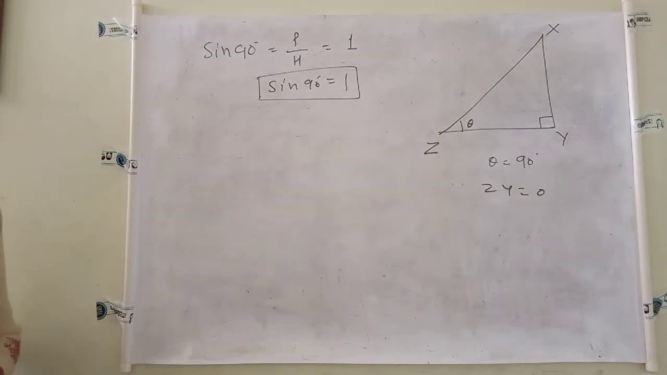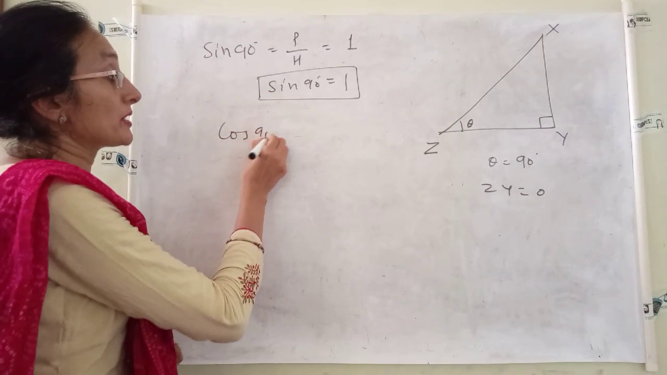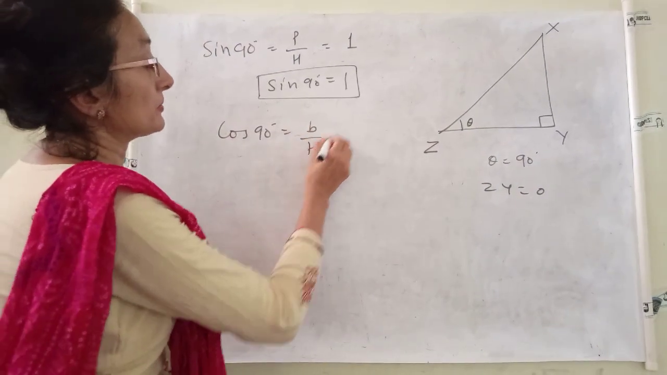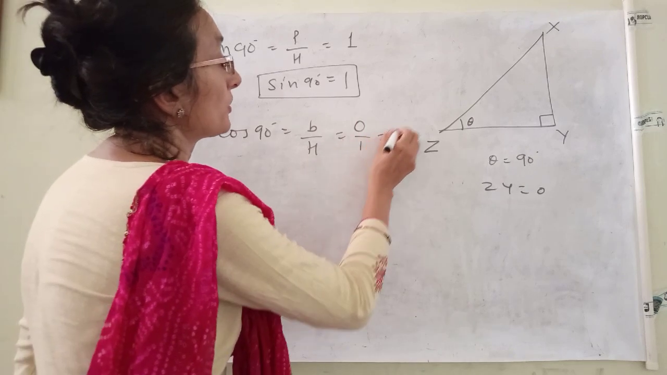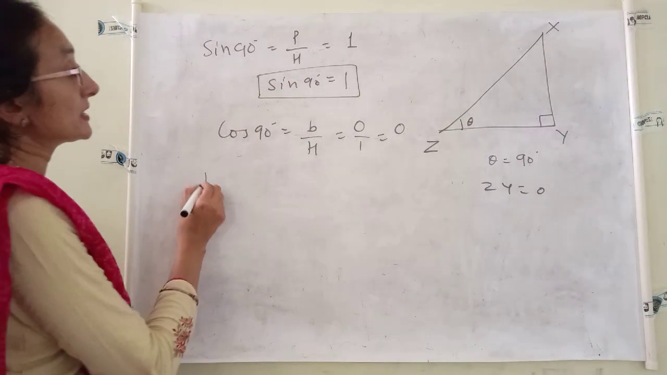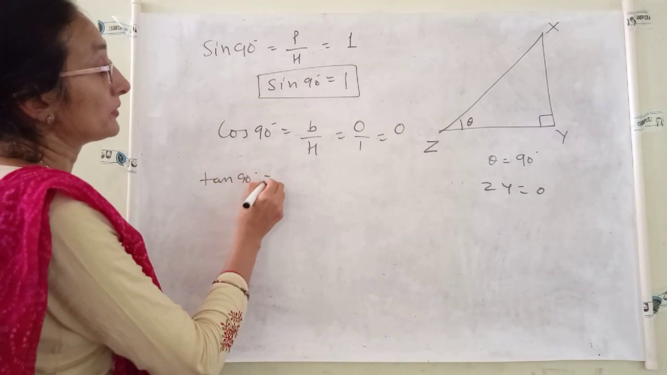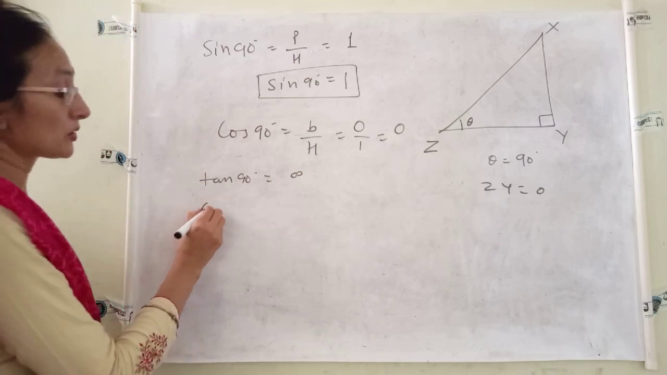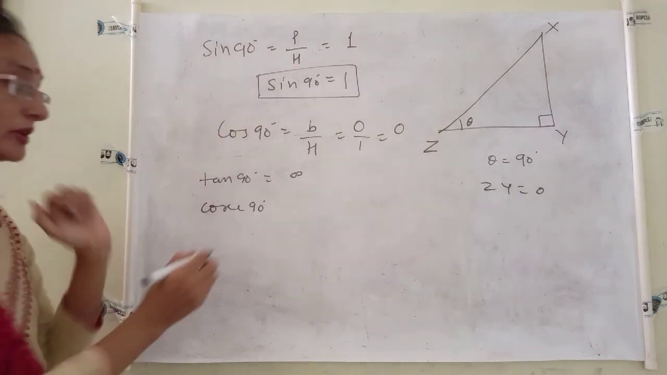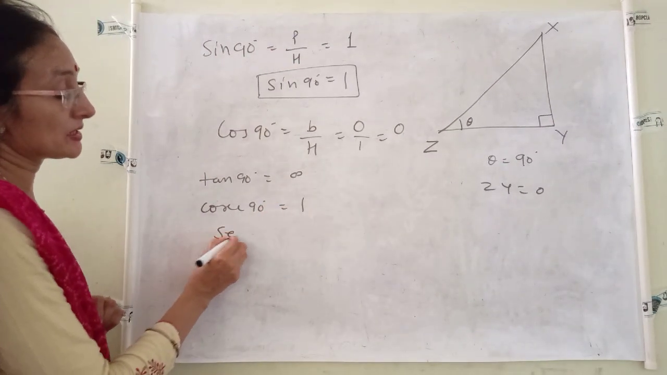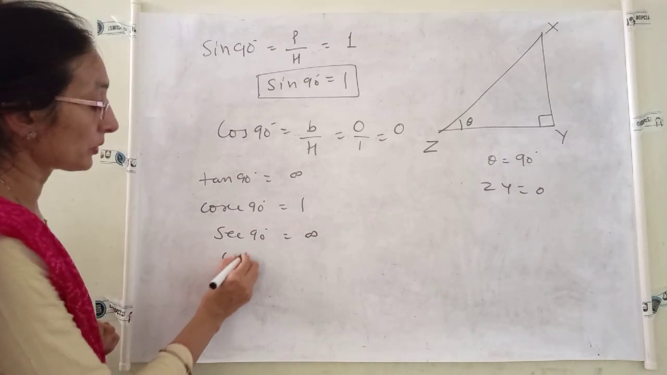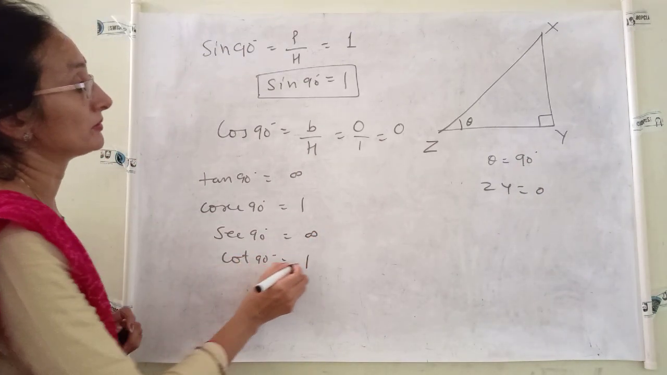In the same way, cos 90 degree. Cos 90 is base upon hypotenuse, base is 0. That means it is 0 upon 1, or simply 0. Now we can find the values of other trigonometric ratios: tan 90 will be 1 upon 0, which means infinity. Cosec 90 will be reciprocal of sin 90, that means 1. In the same way sec 90 is reciprocal of 0, which means infinity, and then cot 90 is 0.